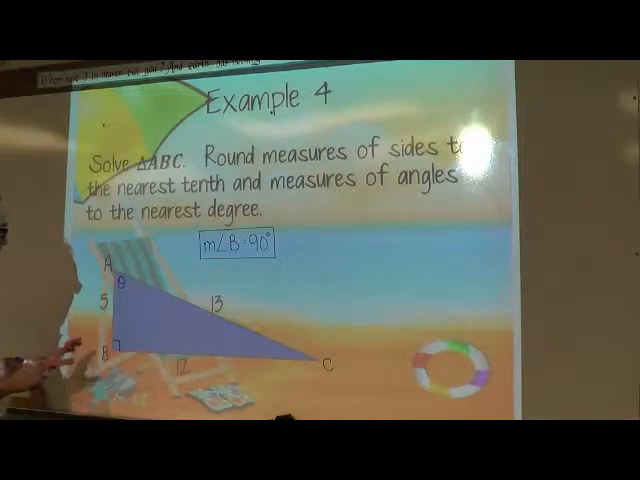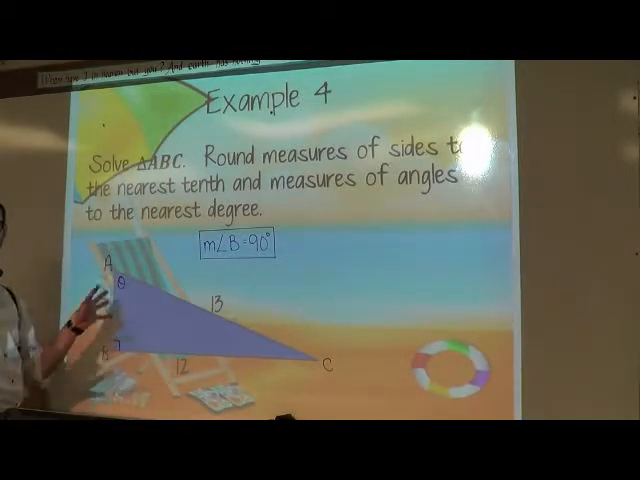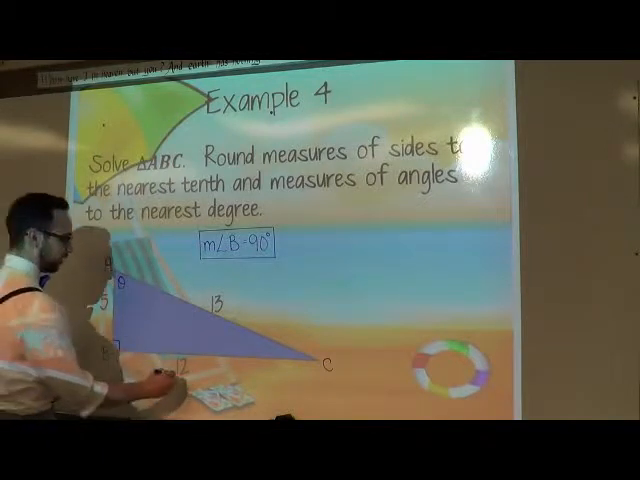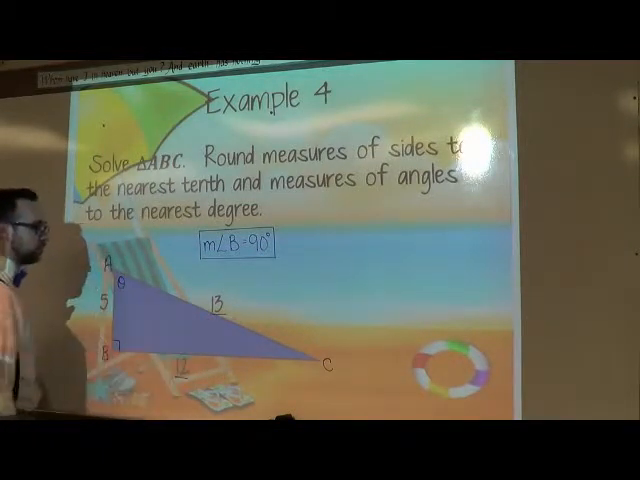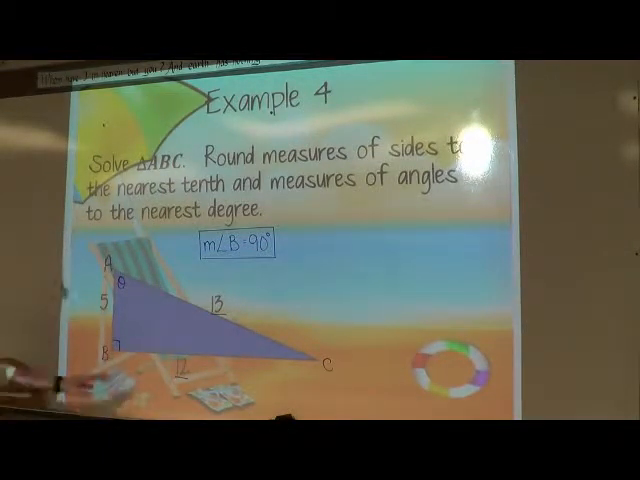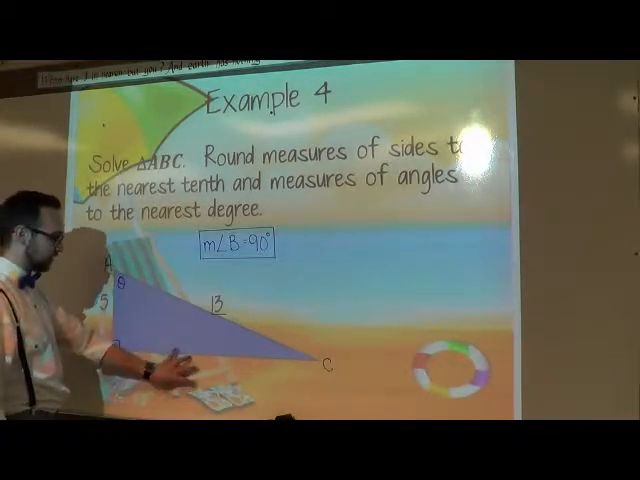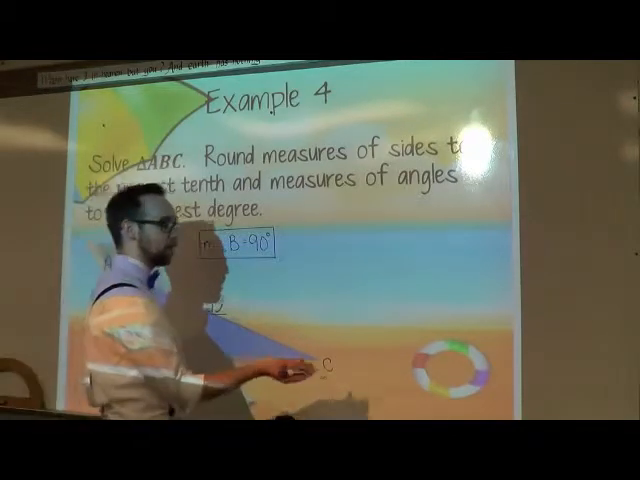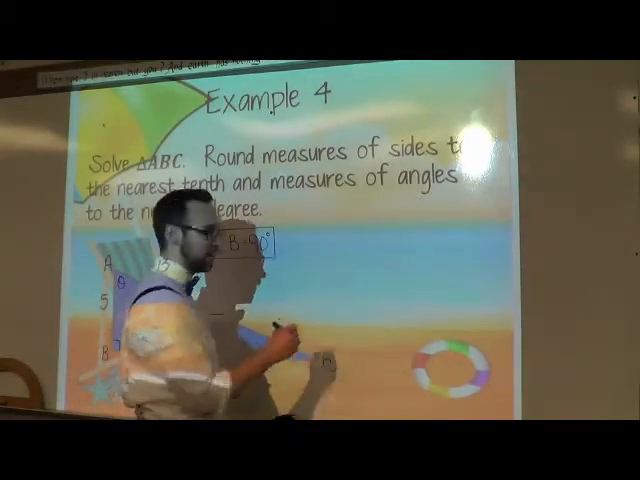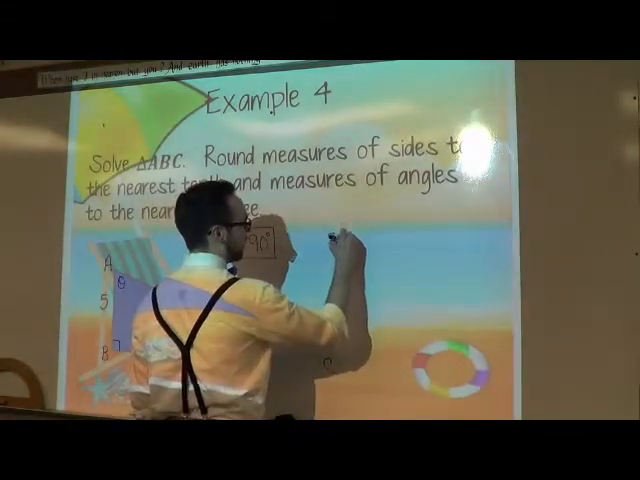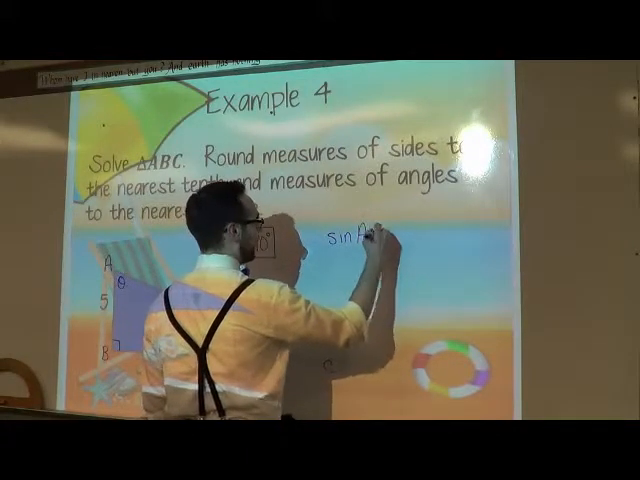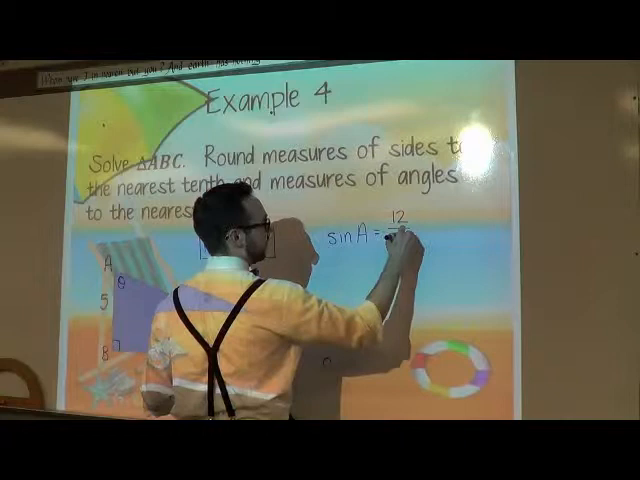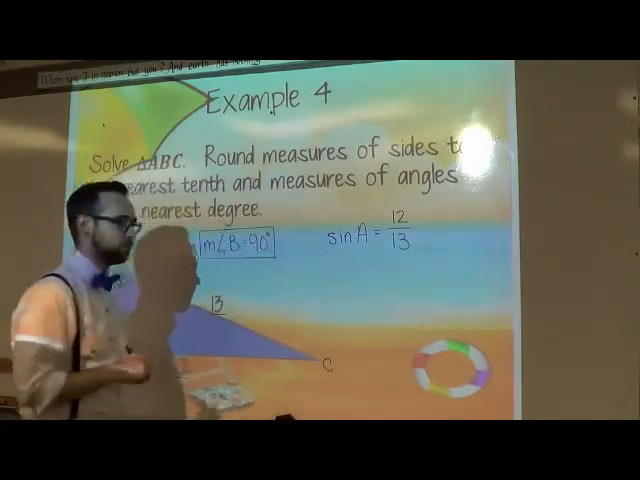I pick two of the other sides. It doesn't matter which two. You pick any of the other two sides. So let's say I were to pick 12 and 13. What relates, according to A, this is my opposite and my hypotenuse. So what relates the opposite and the hypotenuse? That would be sine. So what I'm going to say is the sine of A is equal to the opposite, which is 12, over 13, which is the hypotenuse.